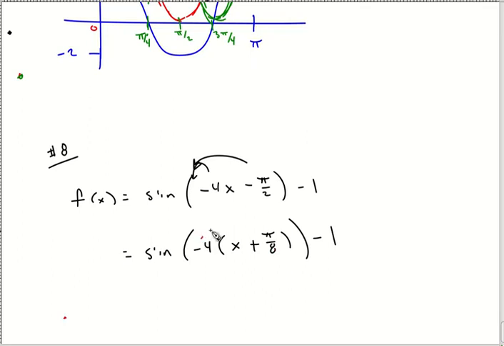Let's verify. If I redistribute, I get the negative 4x. And here I'm going to get a negative. Again, the 4 and the 8 cancel, leaving a 2. So that works. From here, you just do the same thing we just did a second ago, and you're done, okay? So that ends this lecture, finally.